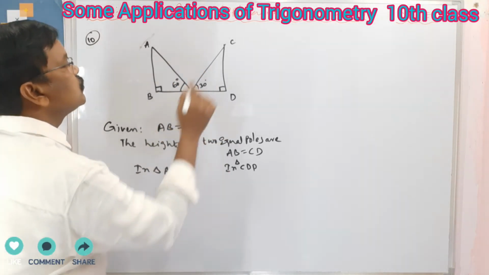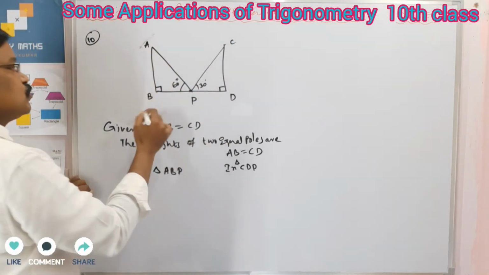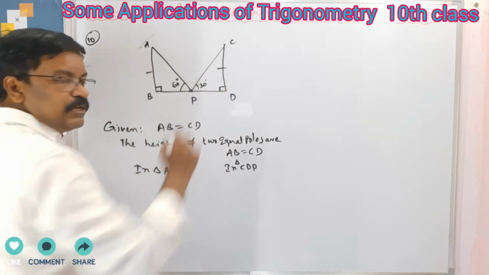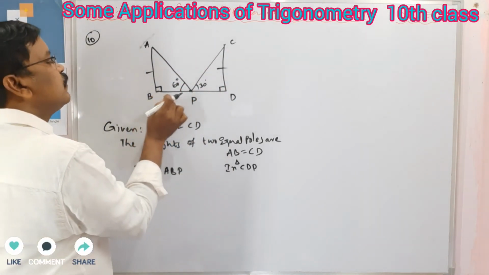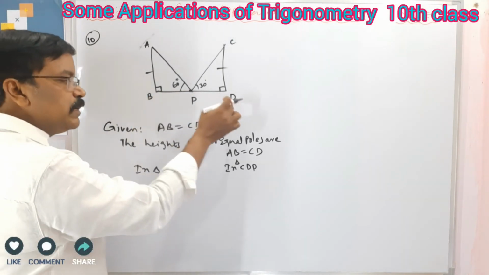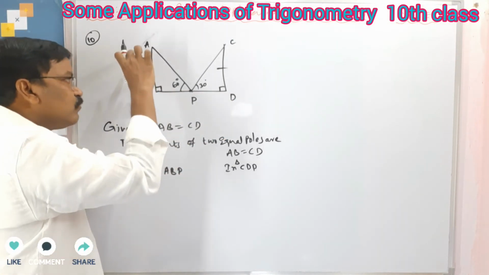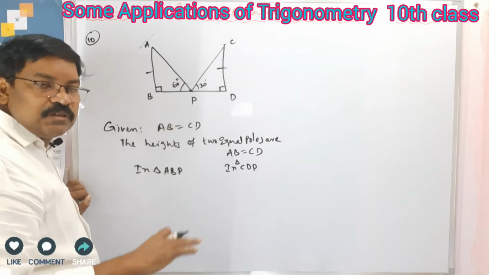Right. So in triangles ABP and CDP, these two are equal: AB and CD are equal. So my dear students, we have to find the distance between the two poles, that means BD here, and we also have to find the equal heights of the poles.